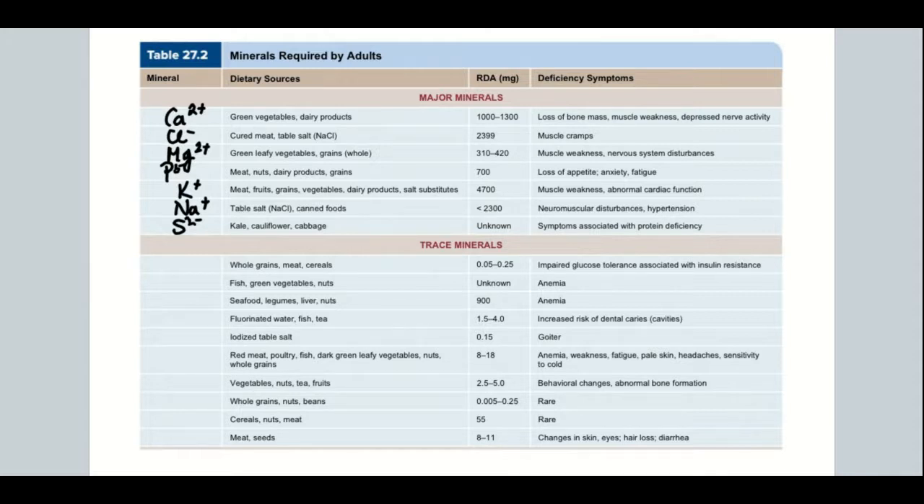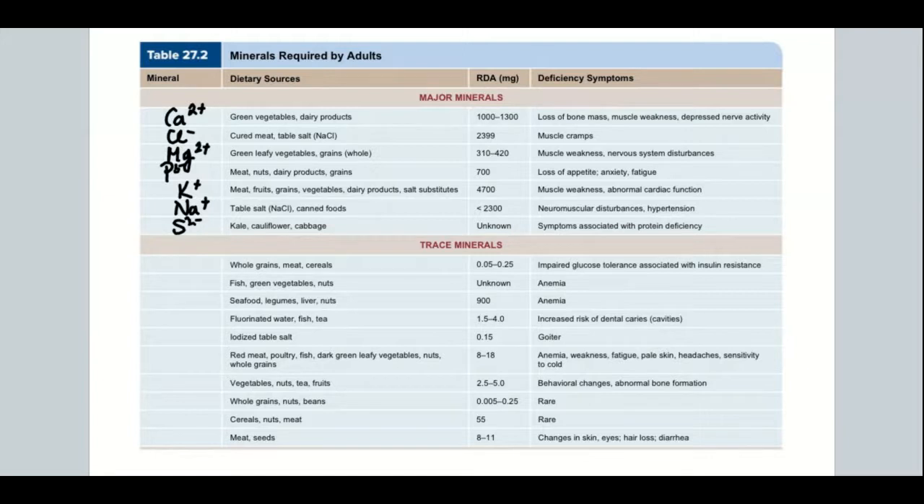So you have things like chromium, cobalt, copper, iron. Notice that iron is going to be a trace mineral. So is iodine, and we know that iron is important for hemoglobin, right? It's that part that binds oxygen. But our body is going to recycle most of the iron, and that's why iron is in the trace category. However, iron is actually the most common nutritional deficiency as far as ions go.